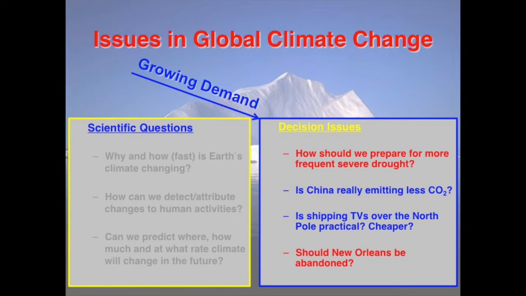Decision issues are things like this. How should we prepare for more frequent severe drought? Is China really emitting less carbon dioxide as it has promised? And should New Orleans be abandoned because sea level is going to swamp it too often in the future?